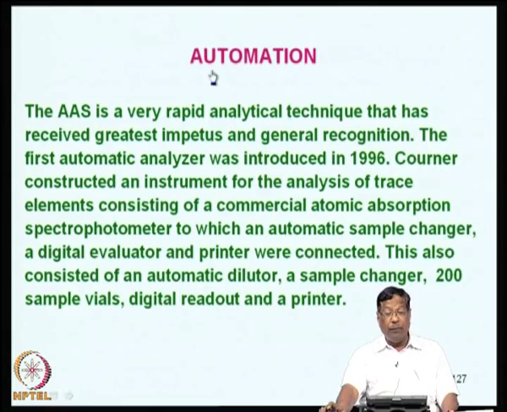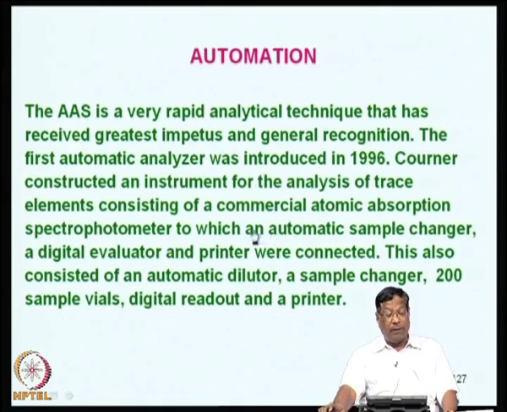And therefore, automation becomes very important, and the requirement is in the areas of agriculture, horticulture, soil science, analytical laboratory, material science, metallurgical laboratory, like that. Several things are required where analysis of a large number of samples has to be done. So, a rapid analyzer with a computer for process automation also was introduced somewhere around 1996.